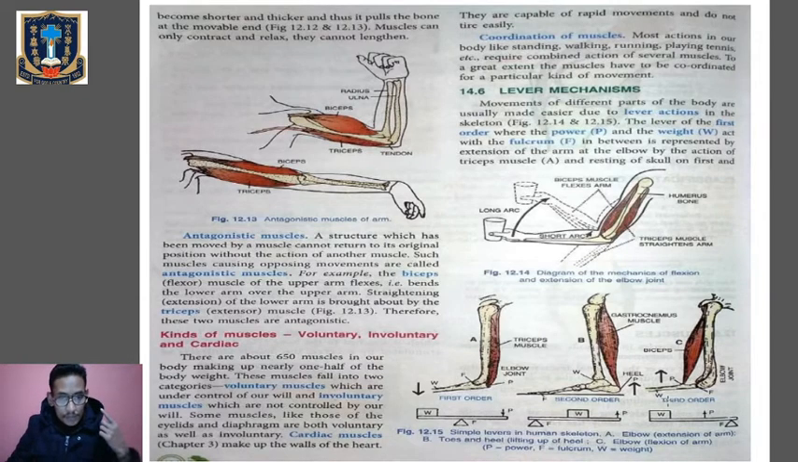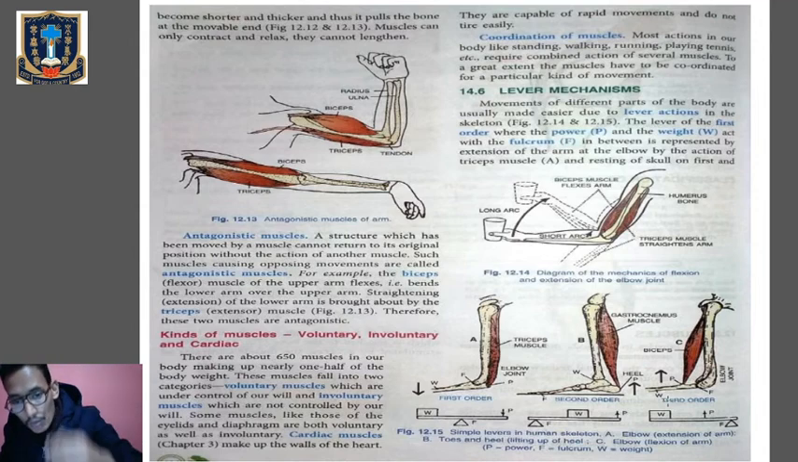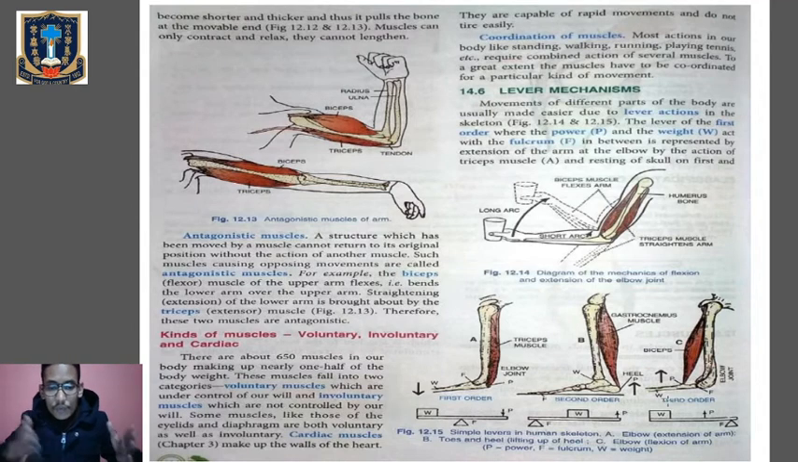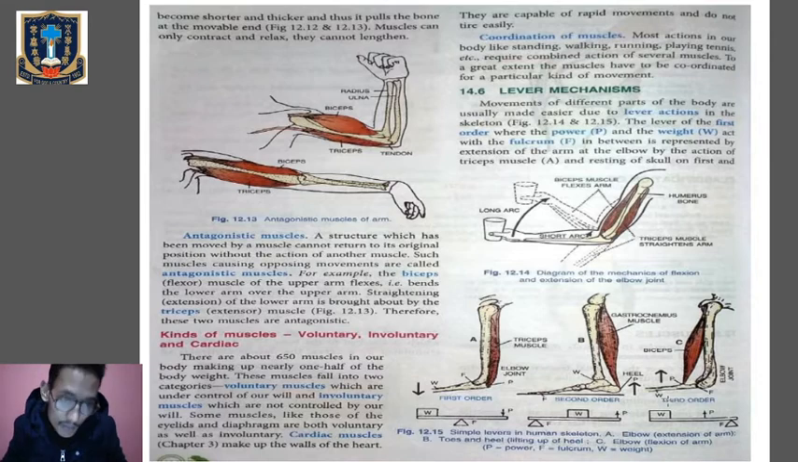So here the bicep muscle is causing the bending of the lower arm over the upper arm, and the lower arm goes back to its original position by the help of which muscle? Tricep muscles. So here the bicep and the tricep muscles are working against each other, and therefore these muscles are antagonistic muscles. Alright, now we'll talk about the kinds of muscles.